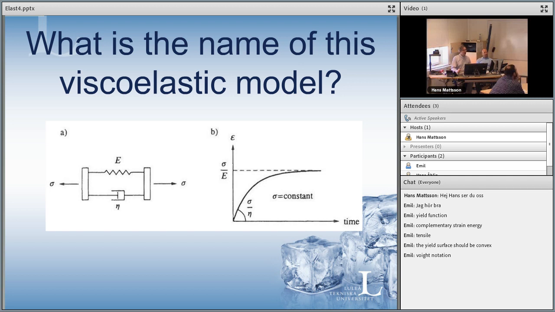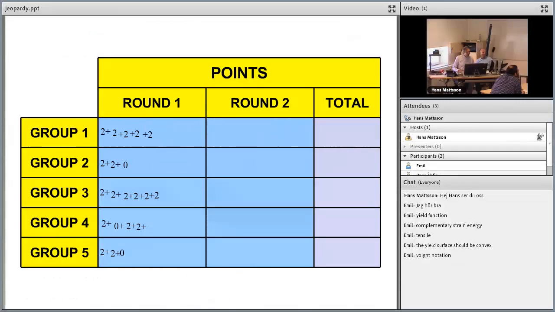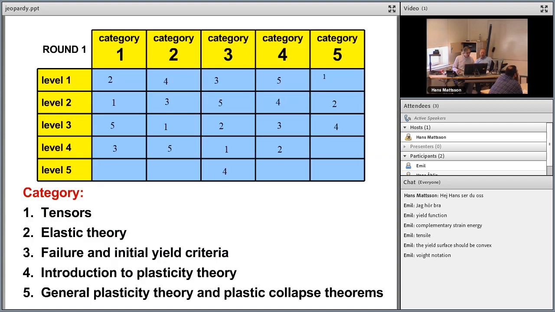And we want the answer directly. It's correct. We have a correct answer from group number 1. Kelvin's model, group number 1 answered, and that was correct. So we will give group number 1 2 more points here. And we put another 0 on group 5, but we have round 2 also soon. And now it is group 1 that choose.